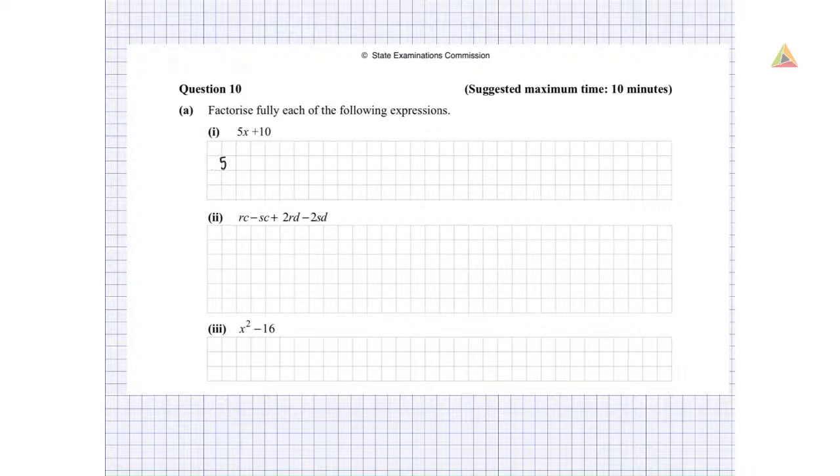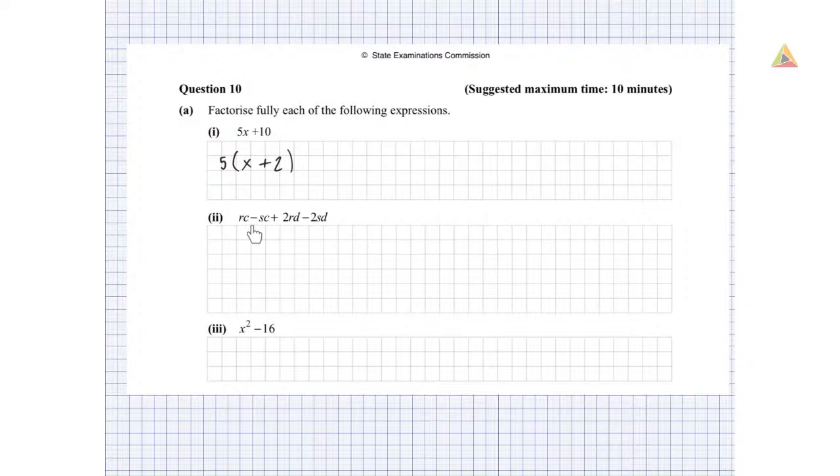So I'm going to pull out 5. What multiplied by 5 gives me 5x? The answer is x. So x is going to go in here. And then what multiplied by 5 gives me 10? So the answer is 2. And that's going to go in there. And that's it solved. This next question is factorising by grouping.